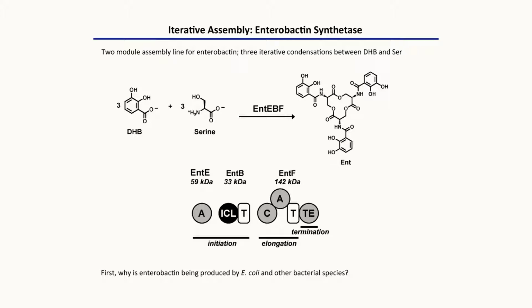So this is iterative. We have three of each of these monomers, yet only two T-domains here. So imagine one responsible for each.